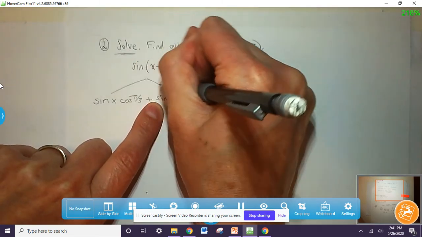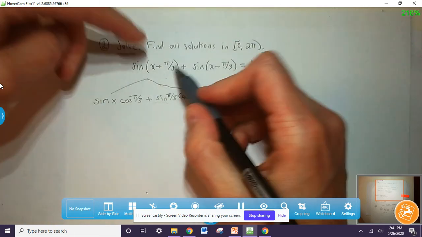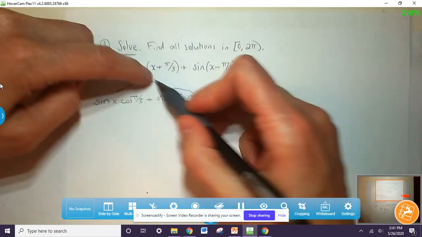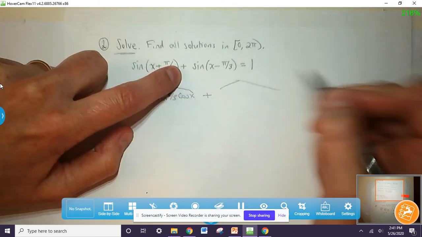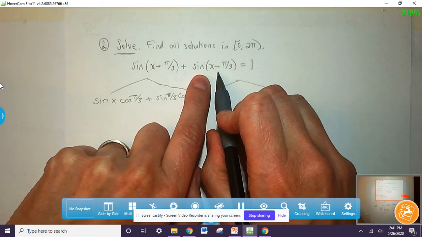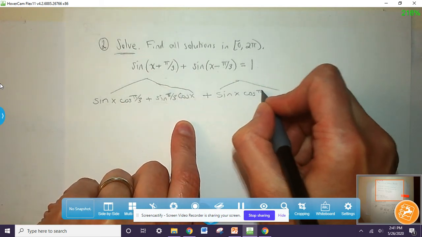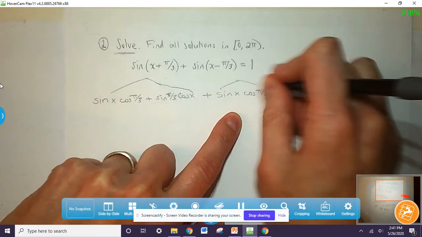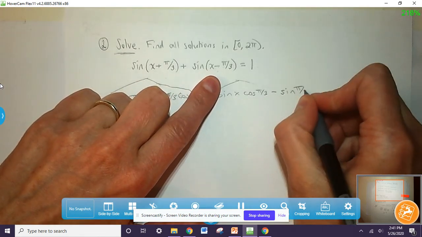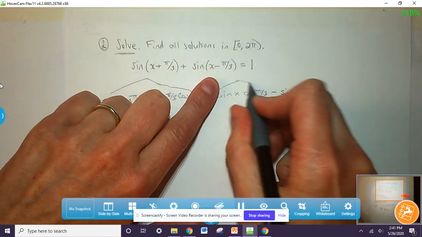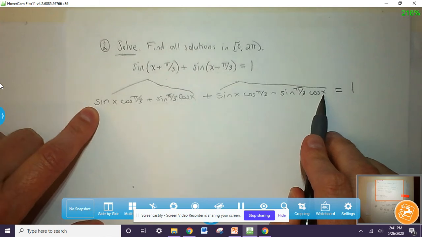Okay, and you don't have to put the brackety things, but I like to put them to remind me that this one term became 2. And then I'm going to bring down this plus, and then we have to expand this one. So it's sine x cosine pi over 3. And then the way I prefer the formula is minus sine pi over 3 cosine x. And that's the expansion of the left-hand side, and that's equal to 1.